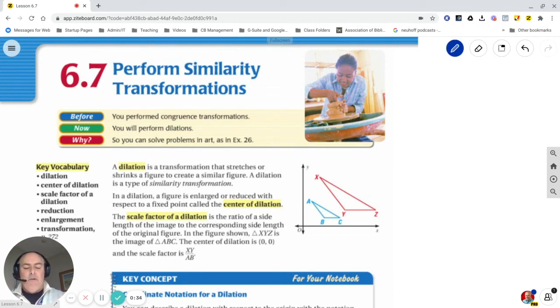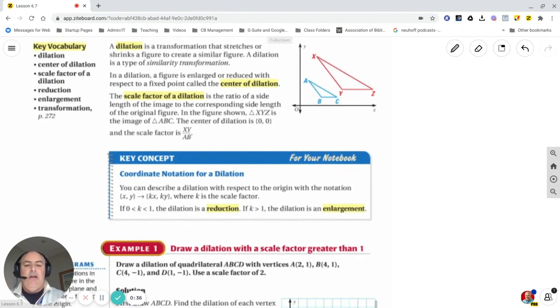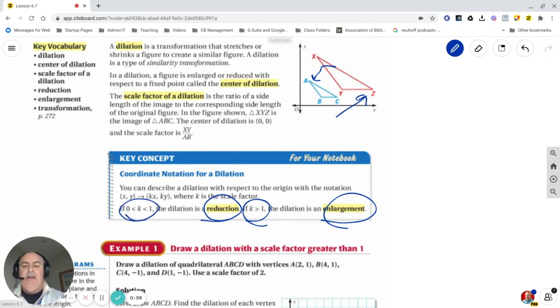One of the key points to understand is that if my drawing is getting bigger, it's called an enlargement, and my scale factor must be greater than 1. If my drawing is getting smaller, say going from red to blue, it's considered a reduction. The drawing is smaller, and so my scale factor is going to be less than 1. It's always greater than 0. I need a positive number, but it's going to be less than 1.